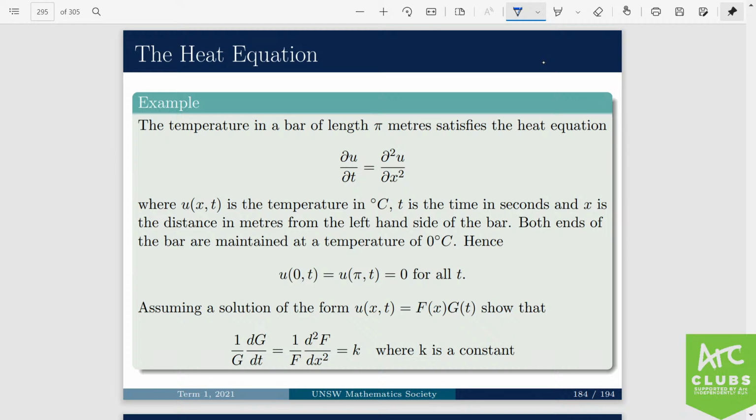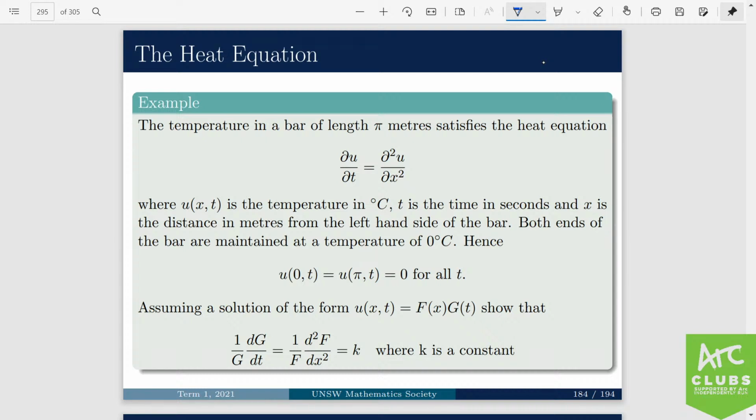I think technically you meant to say du/dt or something like that. Where u of x and t is the temperature in degrees Celsius, t is the time in seconds, and x is the distance in meters from the left-hand side of the bar. Both ends of the bar are maintained at a temperature of 0 degrees Celsius.